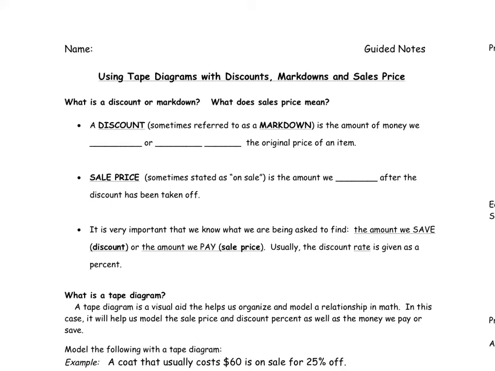Today's lesson is going to be using a tape diagram with discounts, markdowns, and sale price. So what is a discount or markdown? What does sales price mean? Well, a discount, sometimes referred to as a markdown, is the amount of money we save. So we want to write that. This is the amount of money we save, or the amount of money we take off the original price.